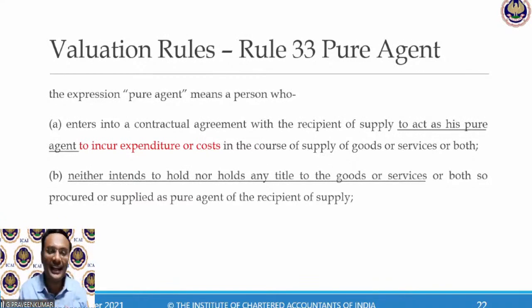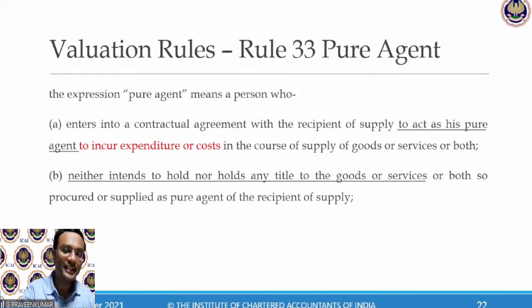I, as a pure agent, neither intend nor hold title to those goods or services. I repeat, whatever services I receive, I don't have an intention to hold the title to those goods or services. Now, please correlate with the passenger transportation service example, where the service provider is incurring toll charges and state permit tax. When the state permit tax is paid, it is given to the owner of the vehicle. It is not given to the private limited company or a corporate client.